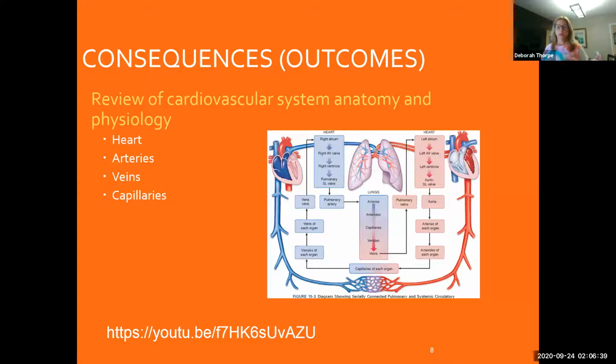Impairment of the central perfusion occurs in conditions that decrease cardiac output or cause shock. Cardiac output is decreased when there is inadequate perfusion to the myocardium, inadequate impulse conduction through the heart, or malfunction of the heart valve.